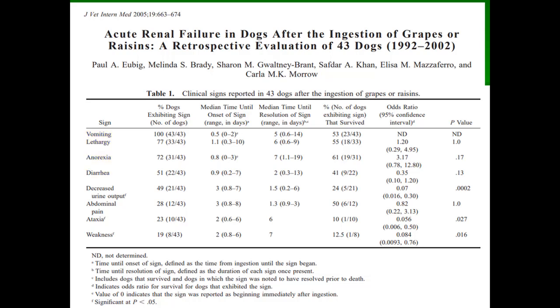And after that, other signs that would follow would be abdominal pain in 28%, ataxia in 23%, and weakness in 19%.